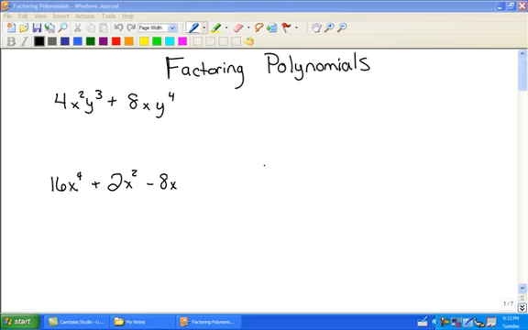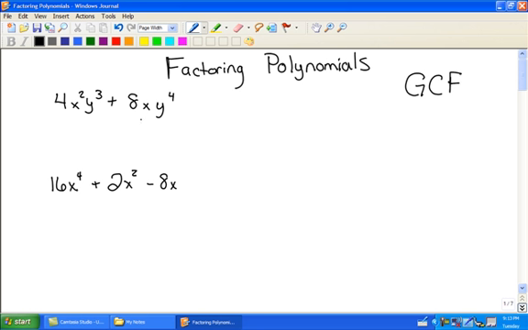In this section, we're going to talk about reviewing the factoring of polynomials. Remember, the first step in factoring is to always factor out the greatest common factor. If we have two terms, we want to first look at the numbers. What do 4 and 8 have in common? Those both have a 4 in common.